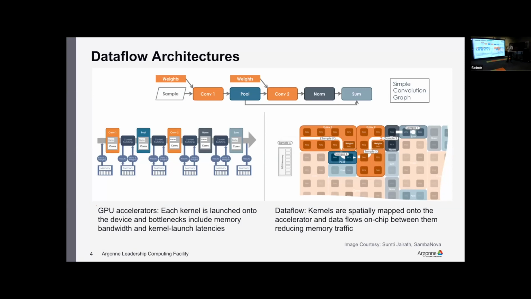Looking at all the AI accelerators, one of the key things to pay attention to is that some of them are very different from GPUs, which are the accelerators on Theta GPU and Polaris. So if you look at how you have a GPU kernel, I'll talk to you some more about dataflow accelerators. What you see on top is a sample neural network where you're running a couple of convolutions, some normalization and pooling, and a sum operation. Each of these is represented as a kernel on a GPU system.